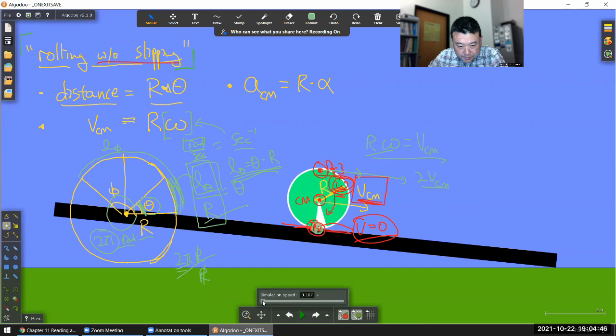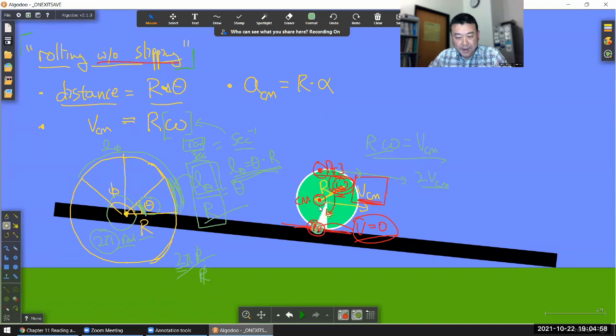Let me try to make it run even slower. As it rolls without slipping, you see, okay, this point hasn't moved at all. This point moved a little bit. That kind of matches r times theta, whatever this theta is. And then the point at the top has moved the most.